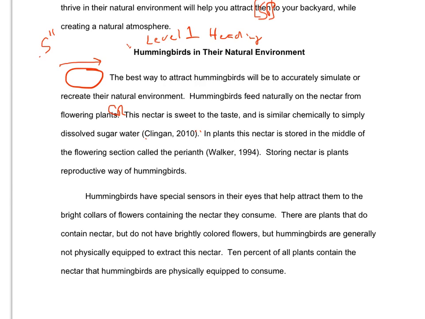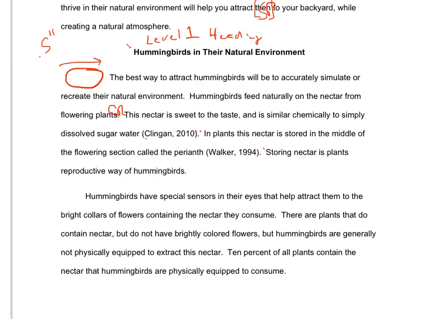Then we go on, we're starting here. In plants, this nectar is stored in the middle of the flowering section called the perianth. And then I cite Walker of 1994. I didn't know that. I had to look it up. So that's why I put Walker 1994. That's a good way to use an additional source to kind of back up or clarify or provide additional information. You know, this Klingon source, that's my primary source for this paper. I'm kind of summarizing what he's talking about here. But that Walker source is a good one to put in there.